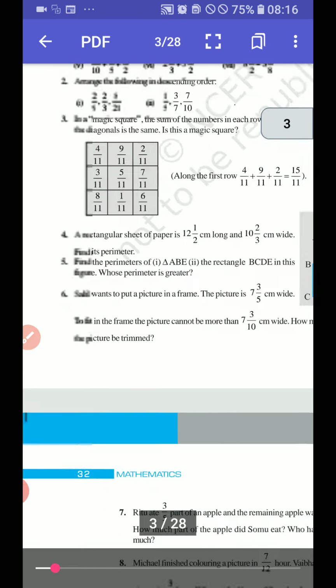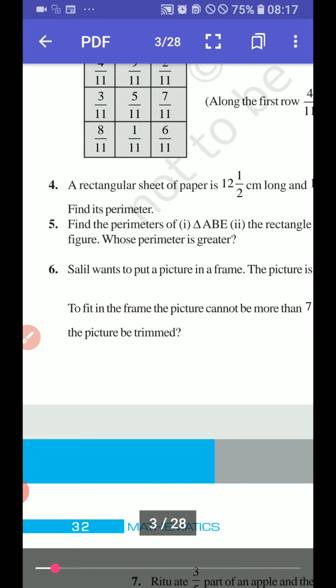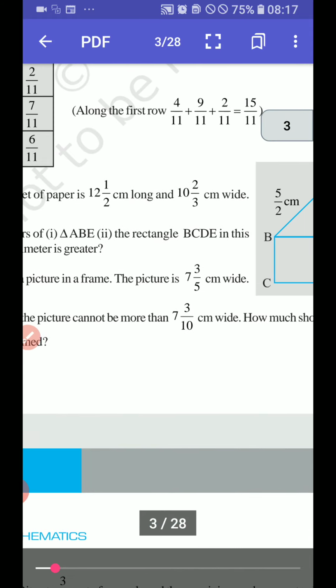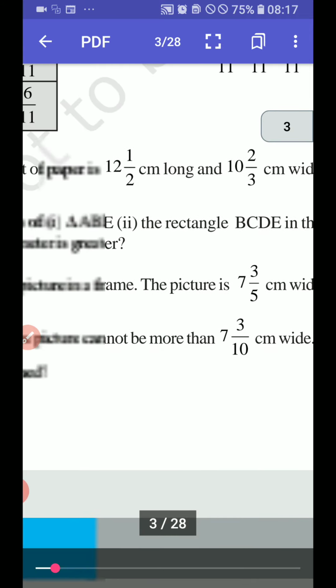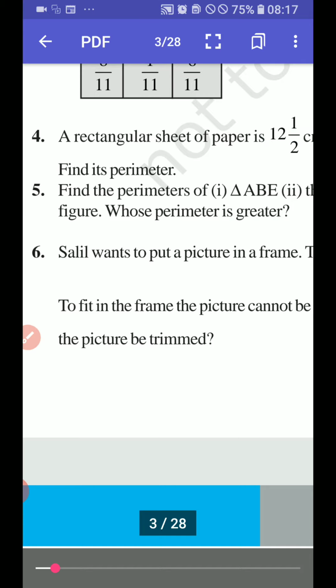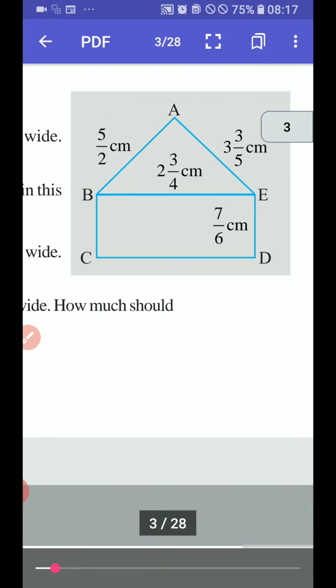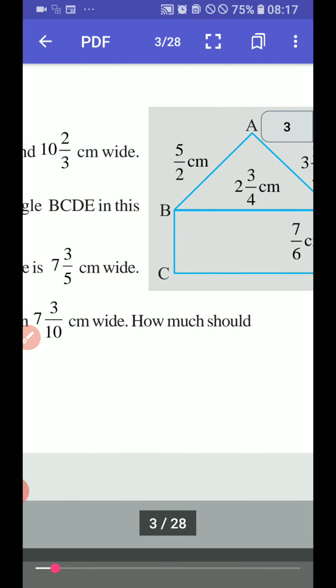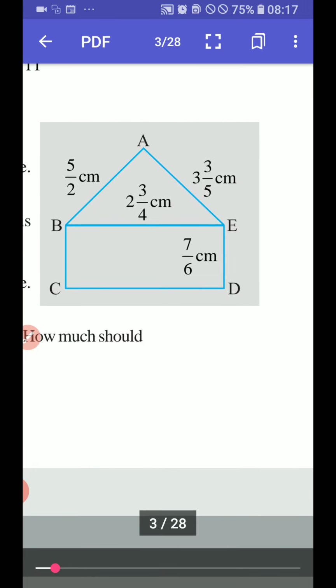Now come to the next question, question number 5. Find the perimeter of the triangle, number first, and the rectangle BCDE in this figure, and say whose perimeter is greater, right? At first you have to find the perimeter of triangle ABC from this figure and of rectangle BEDC. Then we have to compare whose perimeter is greater.